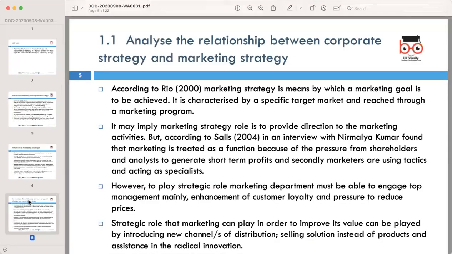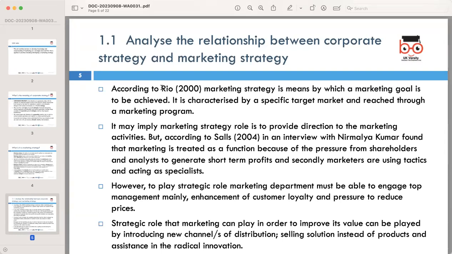So, analyze the relationship between corporate strategy and marketing strategy. Any comments, if anyone is there? Okay, so here we will analyze the intricate relationship between corporate strategy and marketing strategy. Both are very essential components of business success, and understanding how they intersect is crucial.